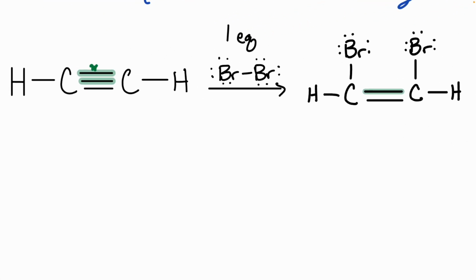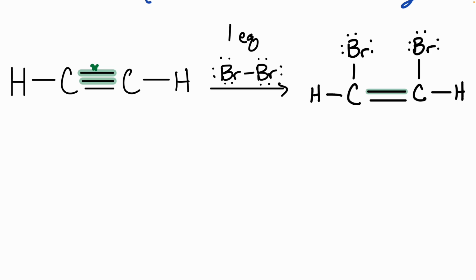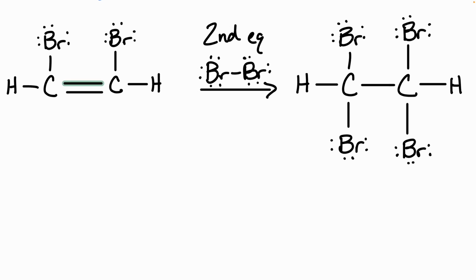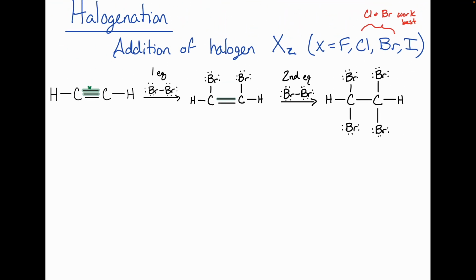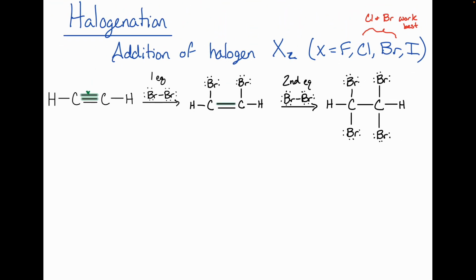Okay, so after our first addition reaction here, we went from a carbon-carbon triple bond down to a carbon-carbon double bond and added a bromine to either side. And then we can react it with another molecule of bromine and do the same thing. We're going to now take our double bond down to just a single bond and put another bromine on either side. All right, so let's leave this up here and then see if by analogy we can figure out what the hydrogenation reaction scheme would look like.